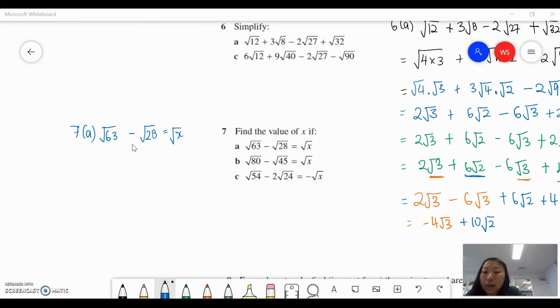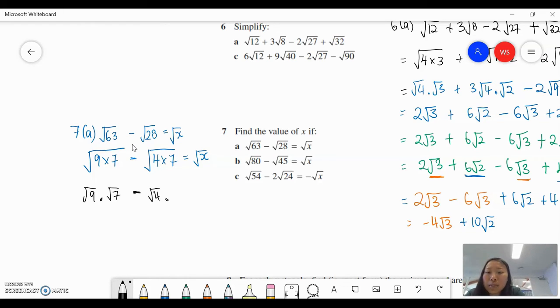So with 63, we can break that up to 9 times 7. 9 is a perfect square there. Minus square root of 28, we can do 4 times 7. Square rooting that as a whole equals square root of x. Right, so if we were to simplify that, you can see that square root of 9 times square root of 7 minus square root of 4 times square root of 7 equals square root of x. Right, we can then simplify square root of 9, that gives us 3 square root of 7, minus square root of 4 gives us 2 times square root of 7 equals square root of x.